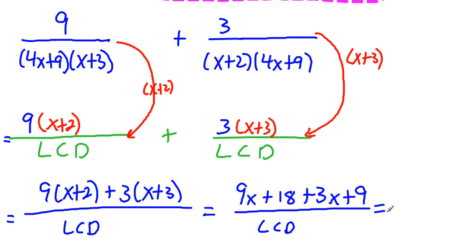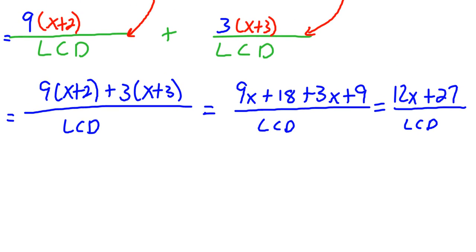Okay, and then put it all together and see what you have. 9x plus 3x is 12x. 18 plus 9 is 27. So you've gotten everything out as much as you possibly can, except for the top, that you do have 12x plus 27. You can divide both of those by 3. So if you factor out a 3, leaves you with 3 times 4x plus 9.